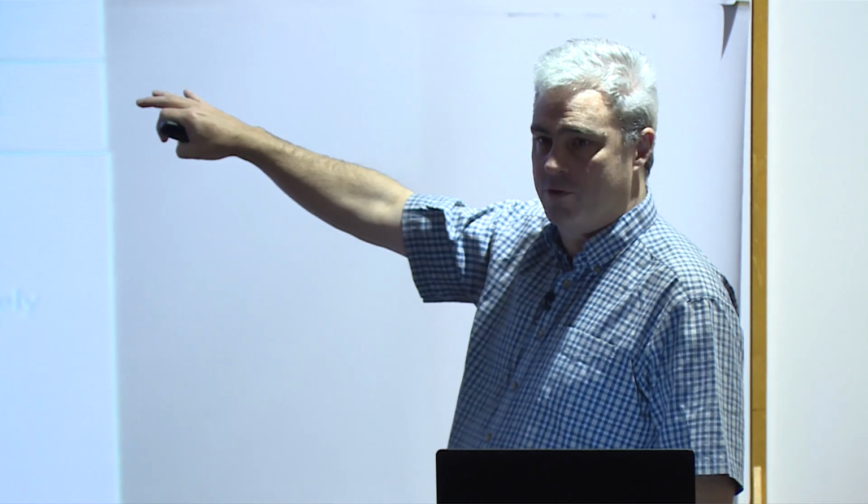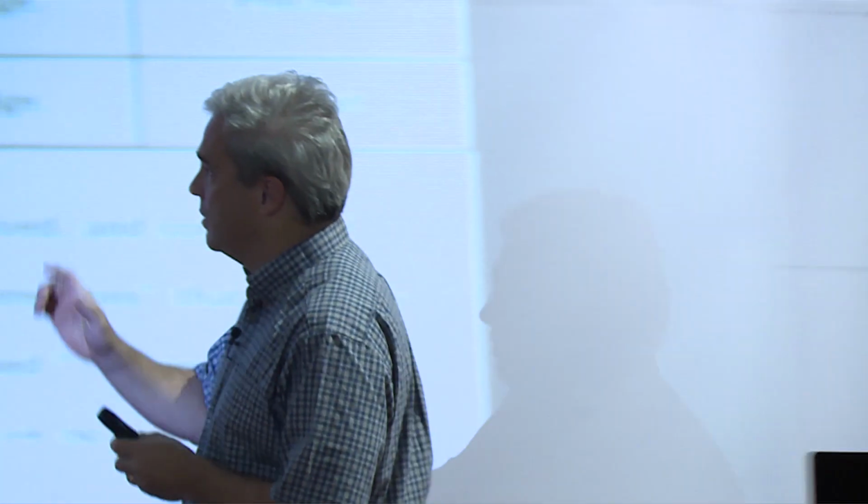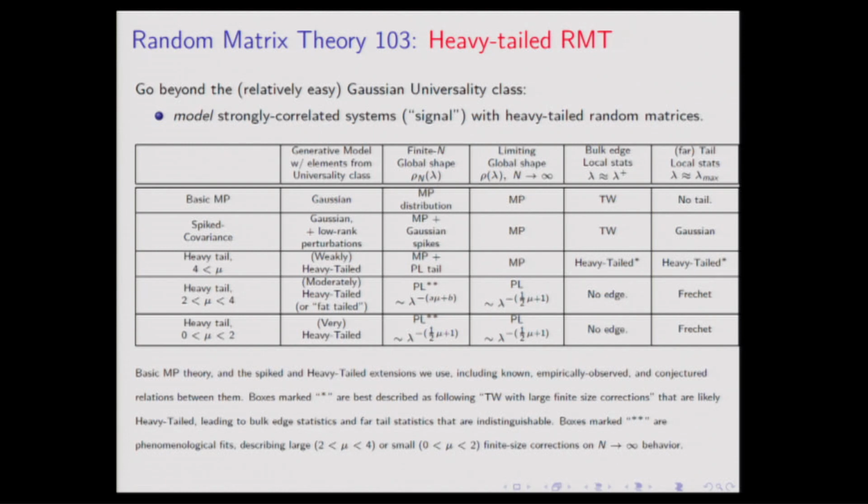Here's a table with lots of stuff that says, if you're basic MP, this is where most of the theory is done. This is your Gaussian entries, or anything Gaussian-like: fix the mean, fix the variance. You're in a Gaussian universality class, so it looks Gaussian. You're going to get the Marchenko-Pastur distribution and Tracy-Widom edge fluctuations. You're not going to have a tail. There's going to be a difference between asymptotic and finite size, but if you're Gaussian, there's sort of no difference. The point of Chernoff bounds is you can get a finite-size version of the asymptotic results cleanly.